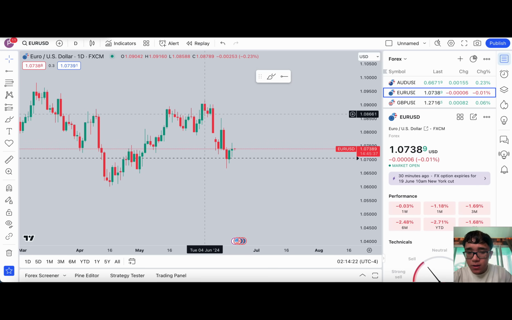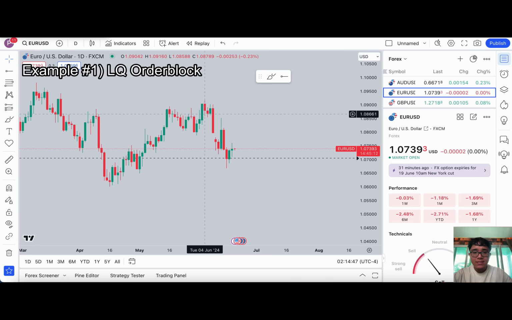But before we get into all of that, I want you guys to understand that we are not just trading order blocks in and of itself, right? We do need a bunch of different confluences, a bunch of different ICT concepts, but let's get to it.